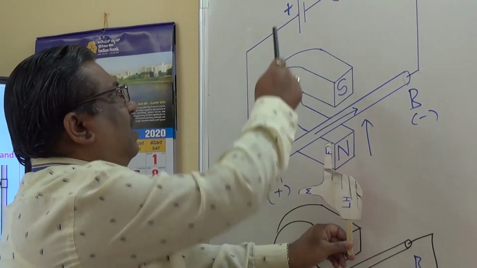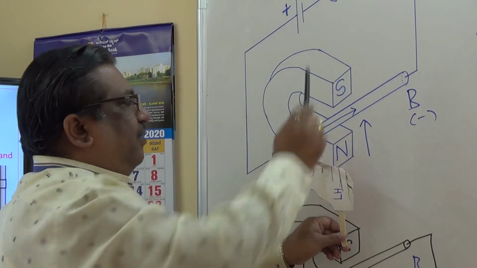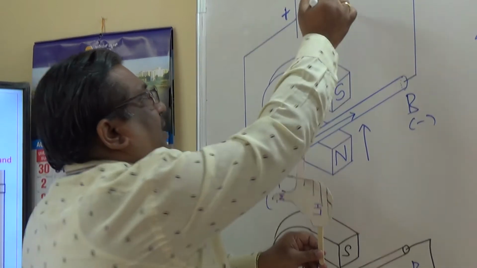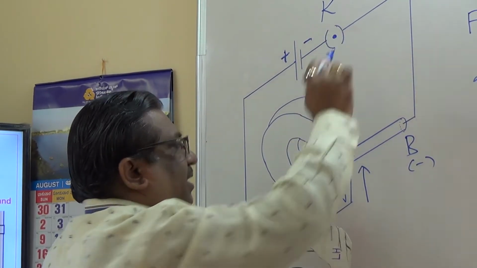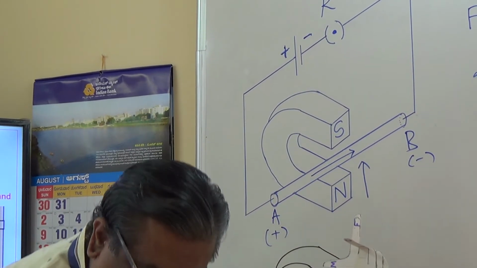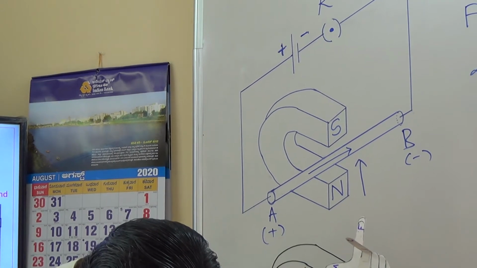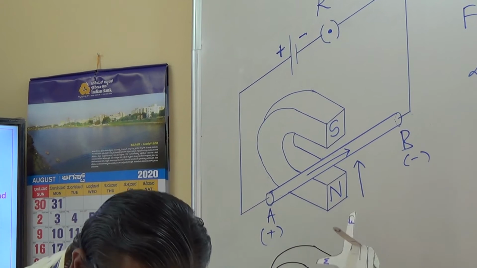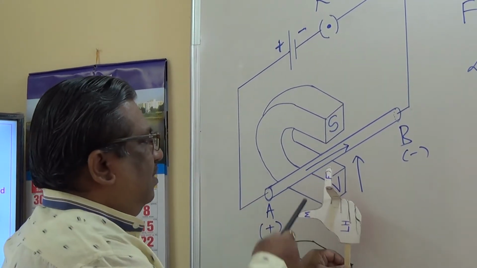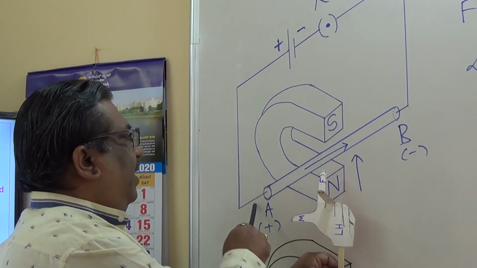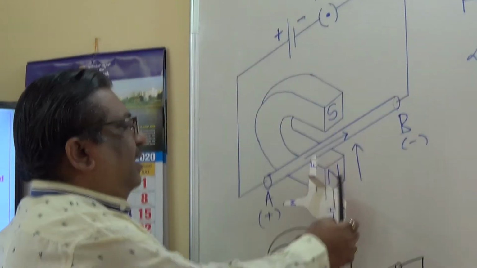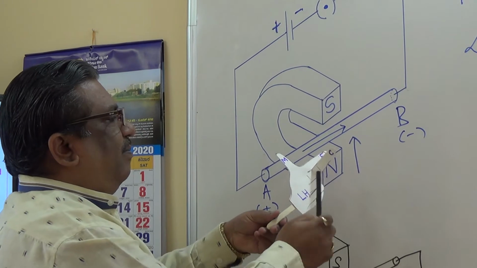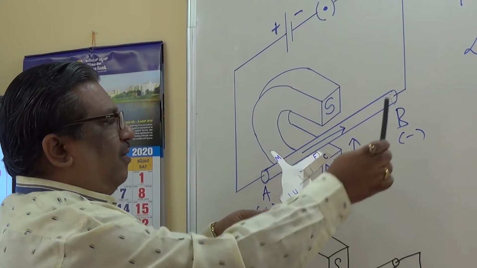Current now, positive terminal and negative terminal. Let us switch on the battery. Now the current starts flowing. The moment current starts flowing, it experiences the force. So the current is from A to B. A to B means the middle finger is to be stretched along this one.